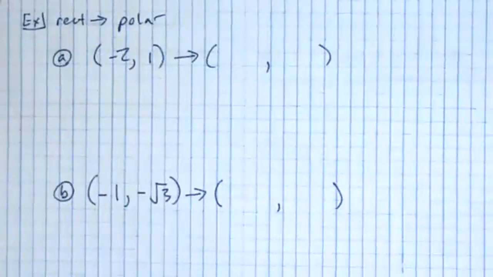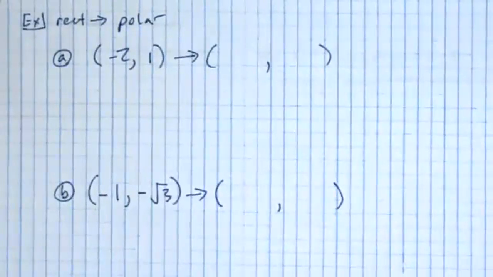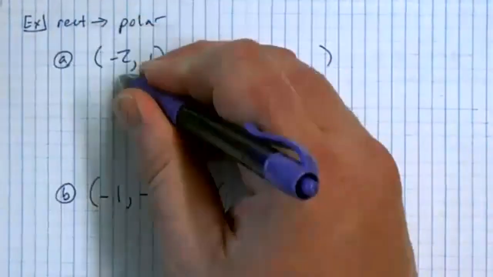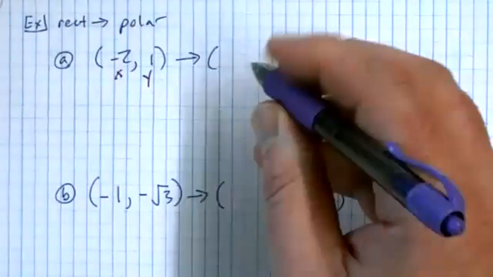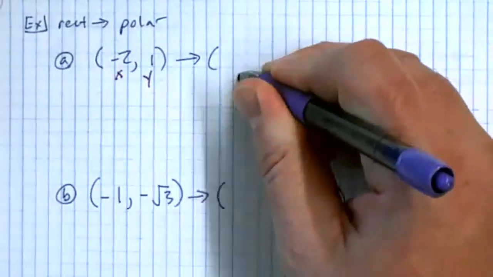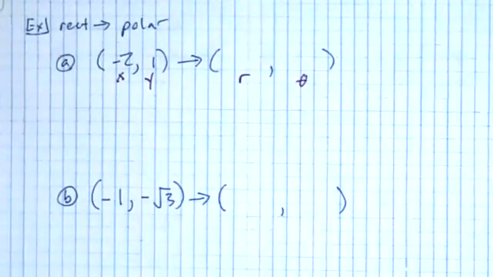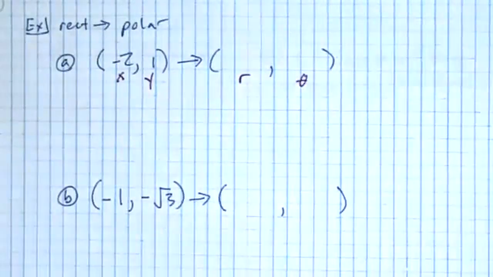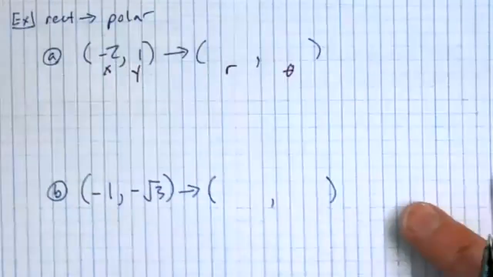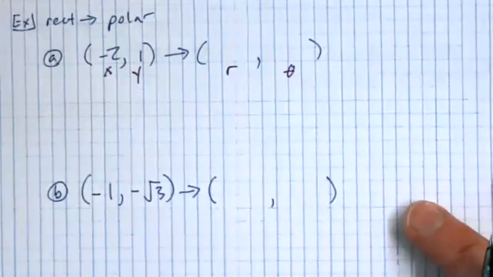So there's no way to know this for sure other than the instructions tell us to go from rectangular to polar. So I'm giving you an x, I'm giving you a y. You are to come up with an R and a theta. Keep in mind there's more than one correct answer when you're going into polar. So let's figure this out.